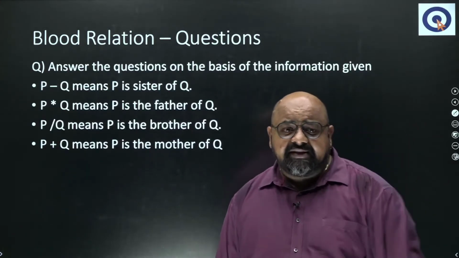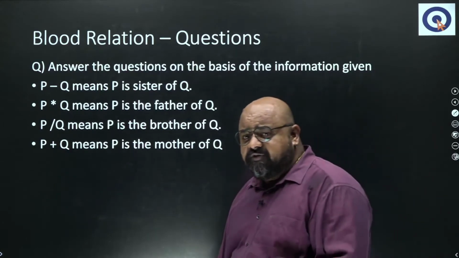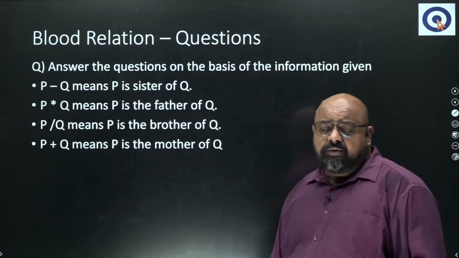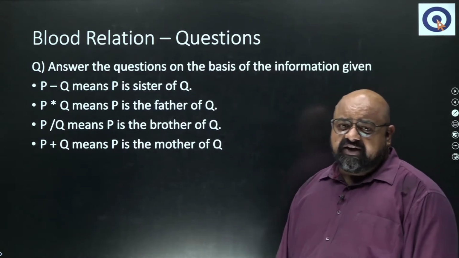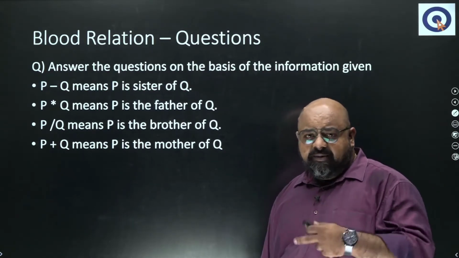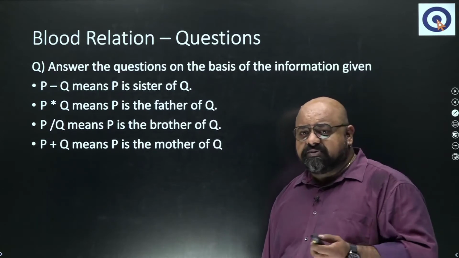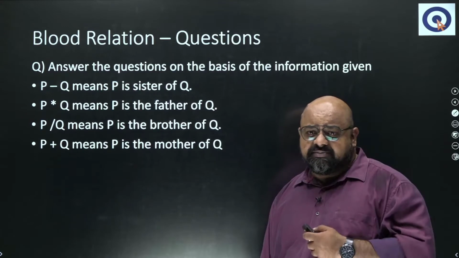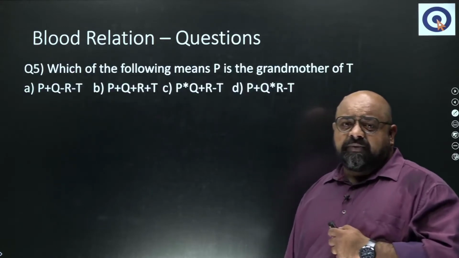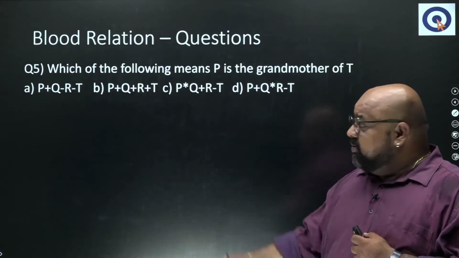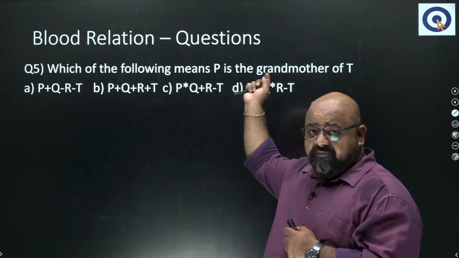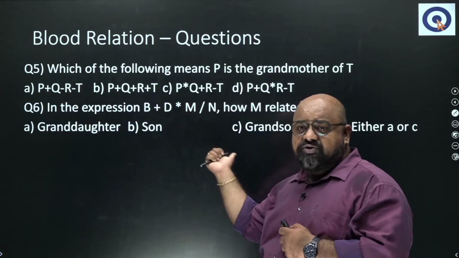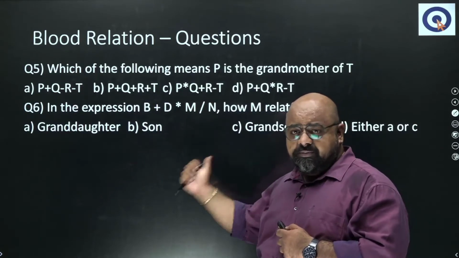Next, this is a symbol based question. So you will have information given in this format. It will say P minus Q means P is the sister of Q, P star Q means P is the father of Q, P divided by Q means P is the brother of Q, P plus Q means P is the mother of Q. These are the symbol based relationships given, and then you will have these kind of symbols. So you could have a relationship for which you have to find the representation, or you could have a representation for which you have to find the relationship.